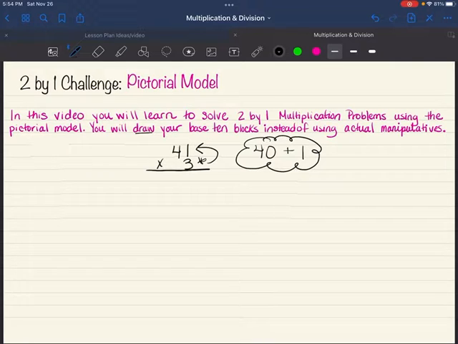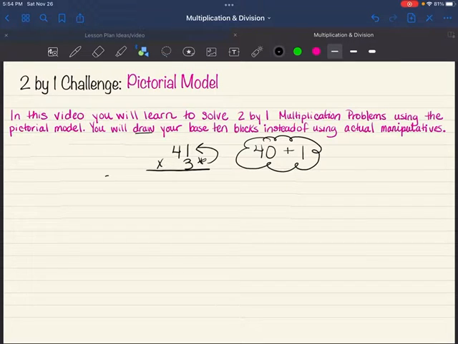So let's go ahead and see how we can use our place value again to help us solve it. We'll look at the top number and say, how many tens base 10 blocks do we need to draw in order to have 3 groups of them? Well, we have 40. So let's go ahead and draw that out. I think it's better for me to draw it than try to explain it.